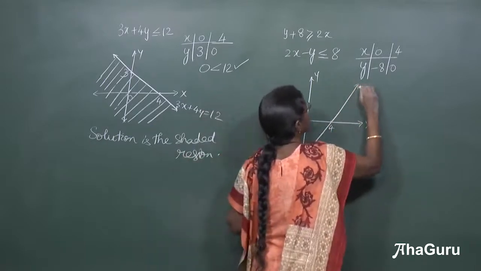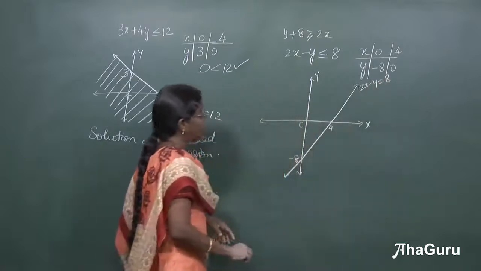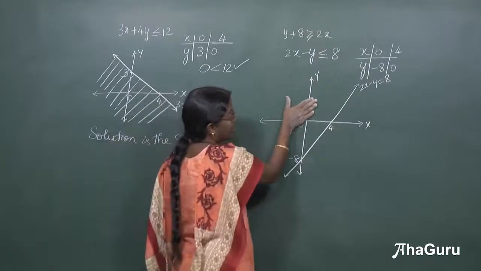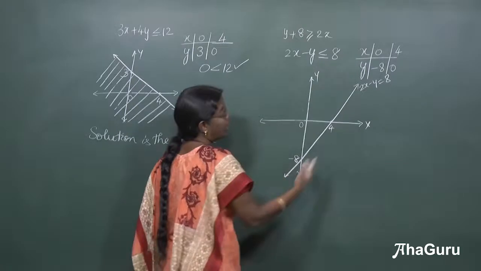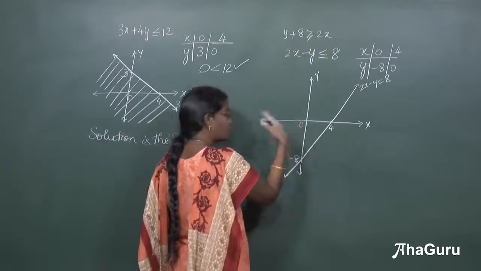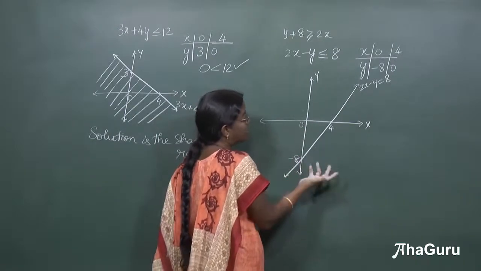Okay, this is going to be the line 2x minus y equal to 8. Now this 2x minus y less than 8 is either going to be this side of the line or the opposite side of the line. We have to find out which side is right. Conveniently, the origin lies on one side, and you can choose any point. I am just choosing the origin because the coordinates are 0, 0.